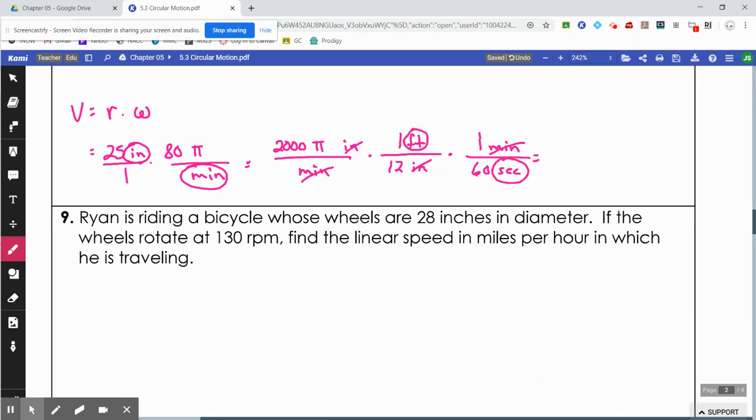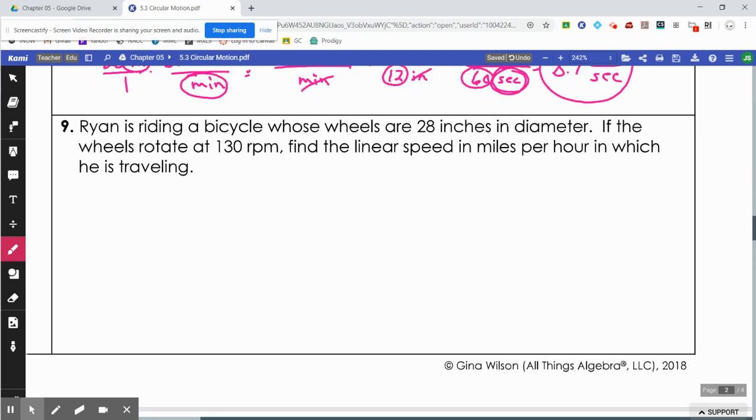Multiply everything on top, which is pretty much just this. Multiply everything on bottom, which is 12 times 60. So do the 2,000 pi on top, 720 on bottom, divide the two answers, and you get 8.7. And again, that is in feet per second. So you could just write feet per second there. There we go.